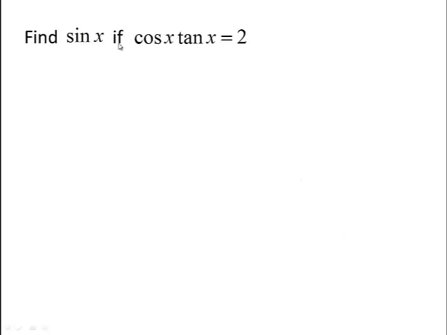Find the sine of x if cosine of x times the tangent of x is equal to 2. Well, tangent of x is sine x over cosine x. And the cosines cancel. Sine x is equal to 2. That's what we're looking for. The answer is 2.